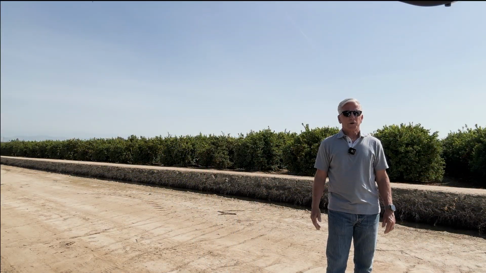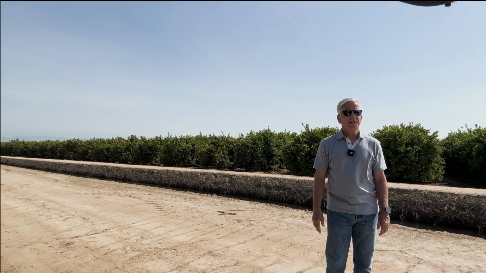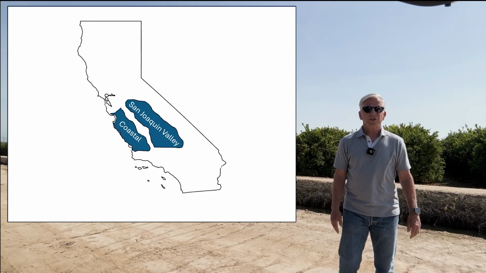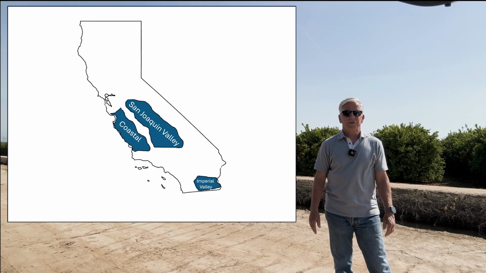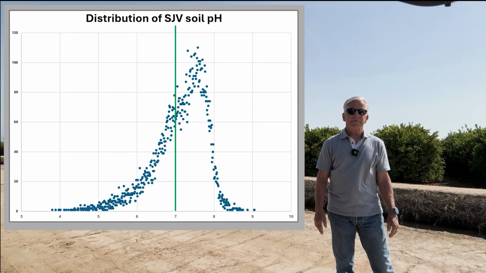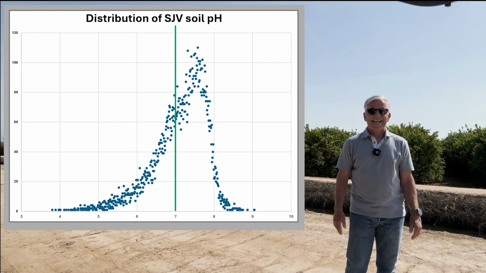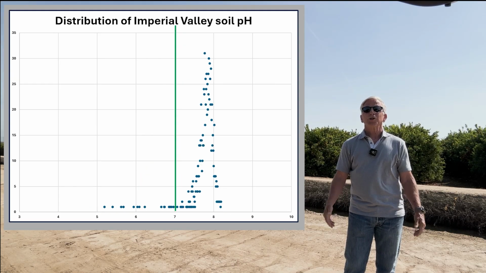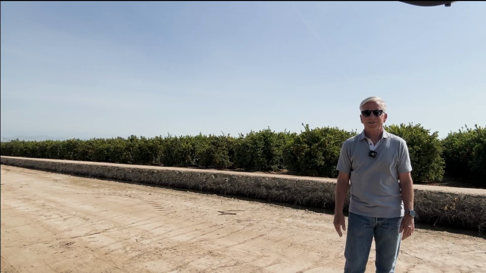Now let's look at some aggregated data sets from 3 vastly different regions of the state: the San Joaquin Valley, the Central Coast, and the Imperial Valley of the Lower Desert. With pH on the x-axis and the density of samples on the y-axis, here are the soil pH distribution curves for the San Joaquin Valley, the Central Coast, and the Imperial Valley. All 3 graphs include a green vertical line drawn at neutral 7. Do you notice a pattern here? Yes, all 3 data sets show a prevalence of soil alkalinity.